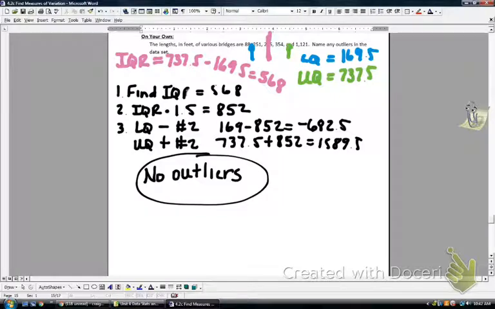Okay, so when you look at the on your own, the first thing that you need to do is find your IQR. So I found my median. My lower quartile is between 88 and 251, so it's 169.5. My upper quartile is 737.5. IQR is upper quartile minus lower quartile, which is your 568, times 1.5 equals 852. Then when you work through the rest of the example, there are no outliers in this data.